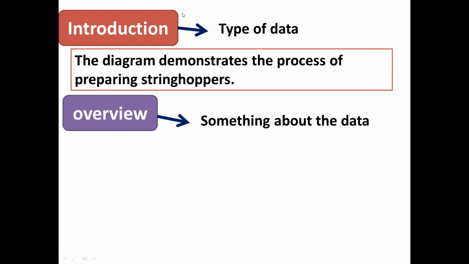So I was talking about the introduction, right? The introduction tells the reader the type of data. And then did we read the example sentence? All right. The diagram demonstrates the process of preparing string hoppers. So it's very straightforward. You just say what the data is about. Now let's look at an example of an overview.